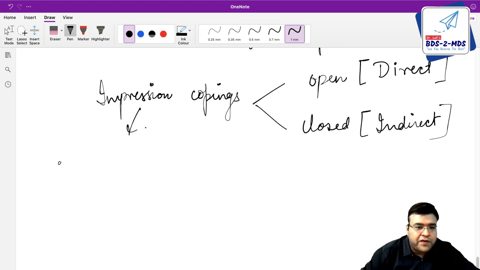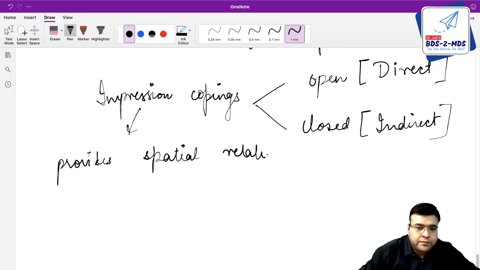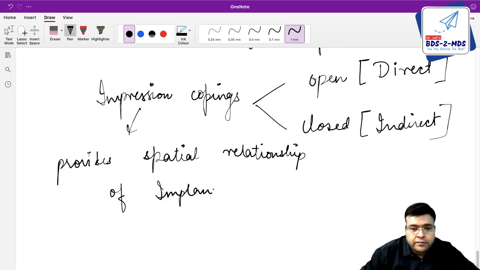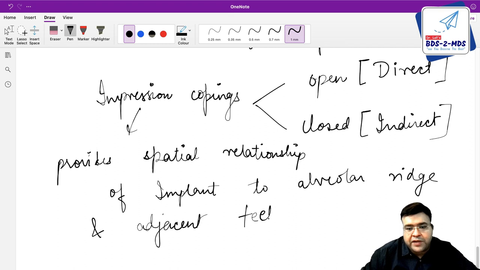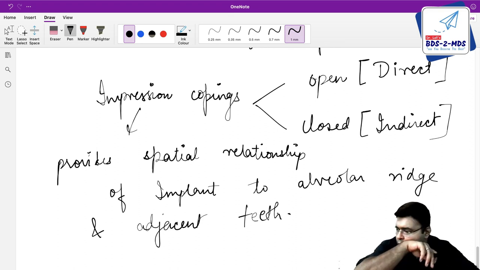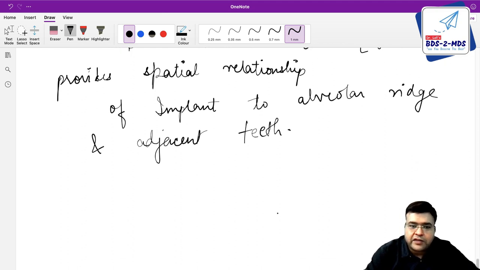So what is the purpose of an impression coping? An impression coping provides the spatial relationship of the implant to the alveolar ridge and adjacent teeth. So that exact relationship, that exact position, is what we are going to transfer.